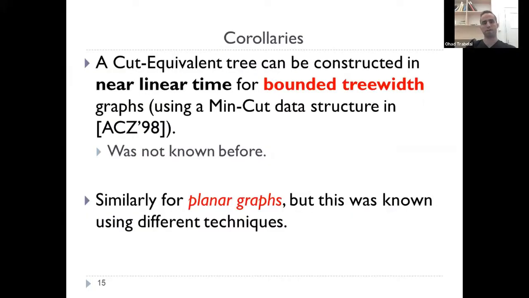There are some corollaries here. The first one is that for the family of bounded treewidth graphs, we now know that cut equivalent trees can be constructed in near-linear time. To do that, we use a min cut data structure from '98. And this was not known before. There is a similar consequence for planar graphs, but this was known before, using different techniques.